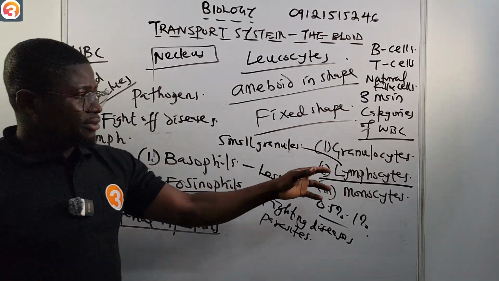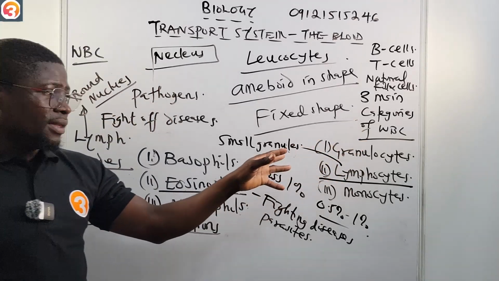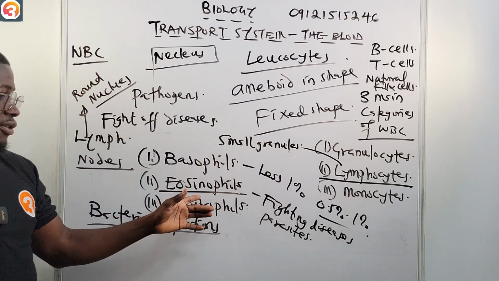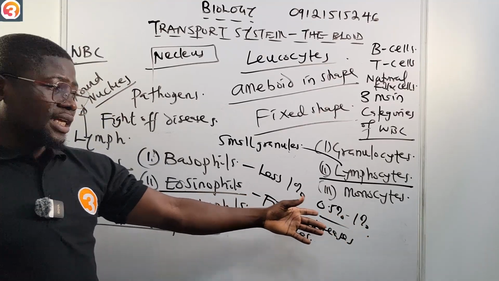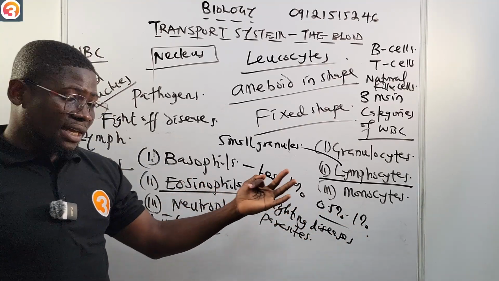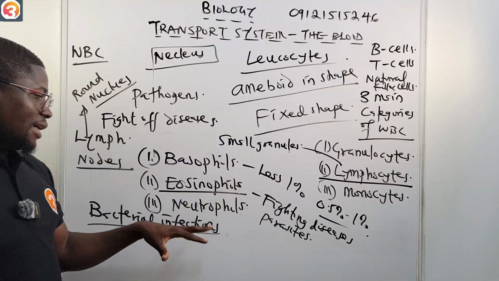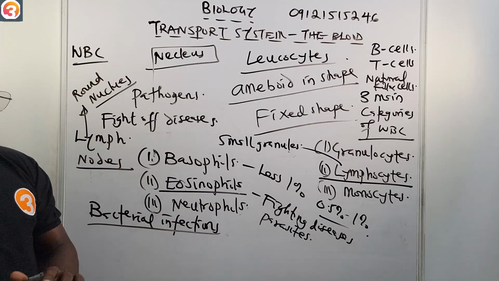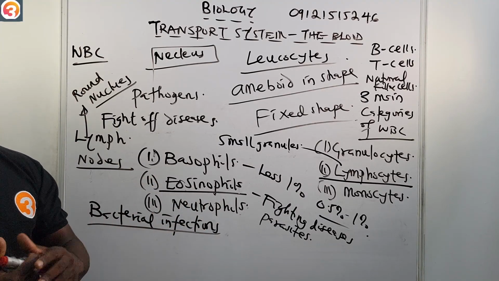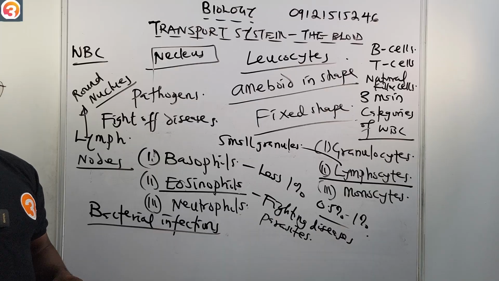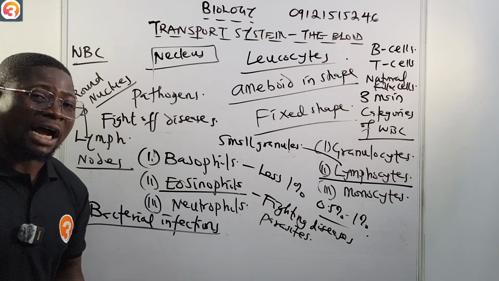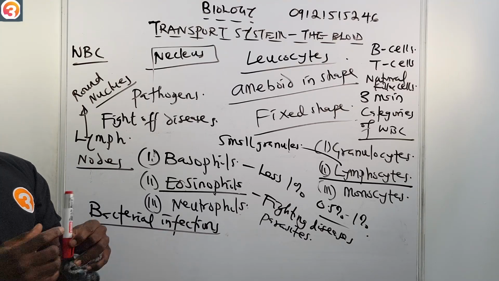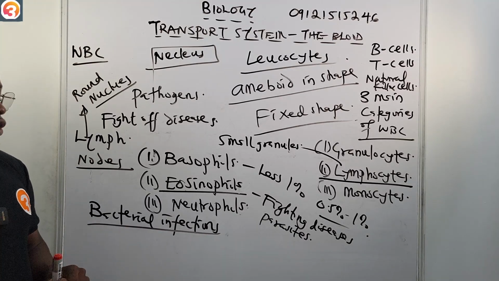So I'll talk about the granulocytes. They have small granules, and of course they are divided into the basophils, the eosinophils, and the neutrophils. Basophils are less than 1% in the body. Then the eosinophils fight diseases that parasites cause. Then the neutrophils, which are more in number in the white blood cells, fight bacterial infection. They act as scavengers. They go looking for bacterial infection and fungi, and then they destroy them. Please take note of that.